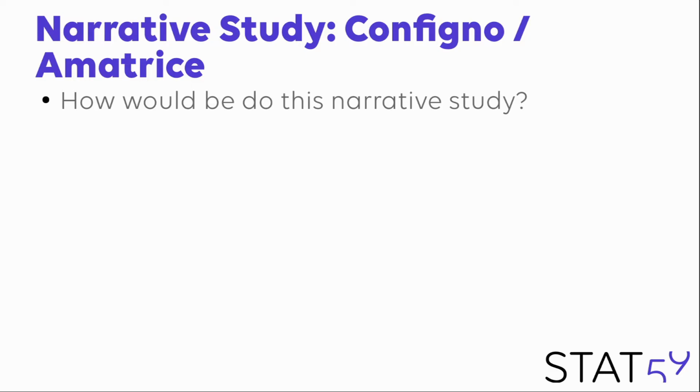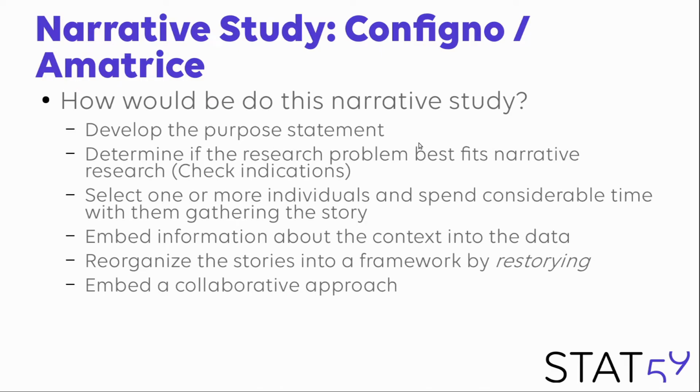So how could we use the narrative study to study the Configno Amatrice earthquake? Well, first we would develop a purpose statement, and we're going to do that shortly. Then we determine if the research problem actually best fits narrative research. We're going to select one or more individuals and spend a lot of time with them, gathering the story. We're going to embed information about the context into the data, reorganize the stories into a framework by a process called restoring, and then embed this in a collaborative approach.